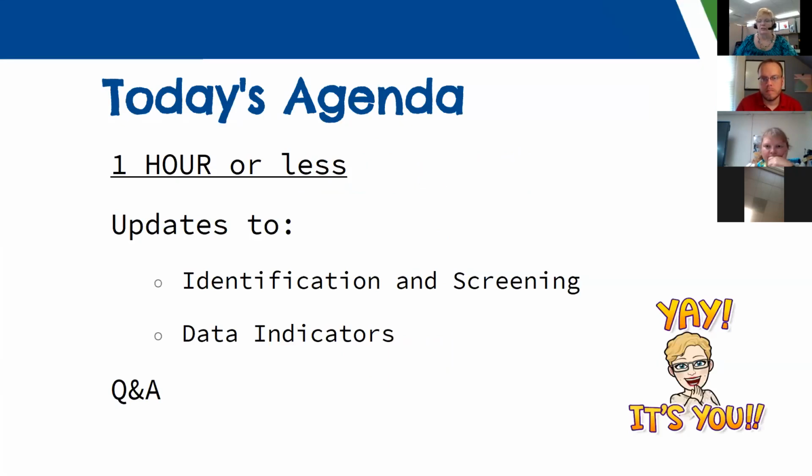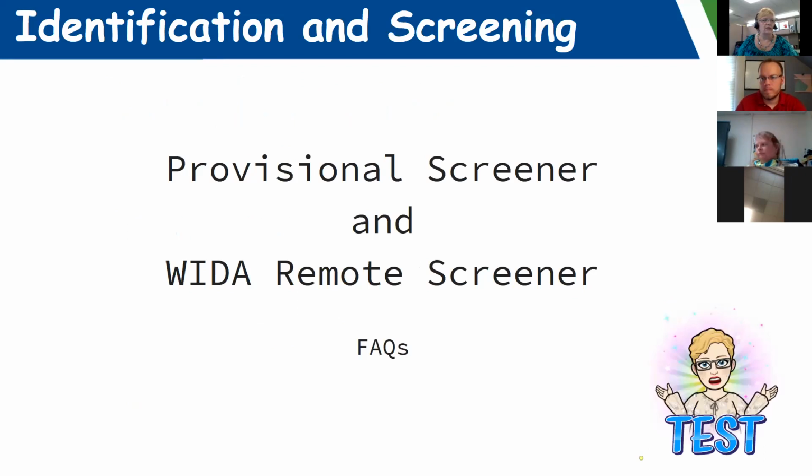So today's agenda, again, as I said, this is going to be 1 hour or less, so it's going to be a quick and brief discussion for us. We're going to have some updates to the identification and screening, and then we're going to talk a little bit about the data indicators and a few more bits of information, and then some question and answer time. So going straight into provisional screener and the remote screener.